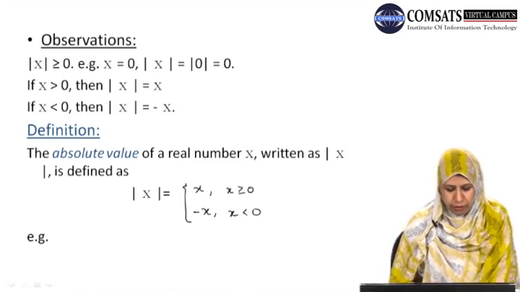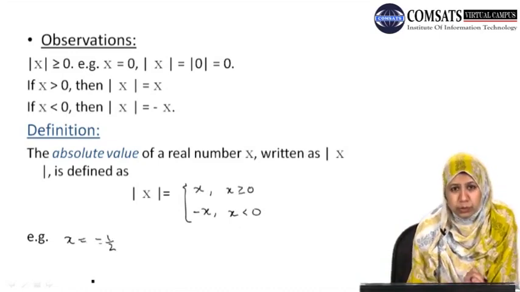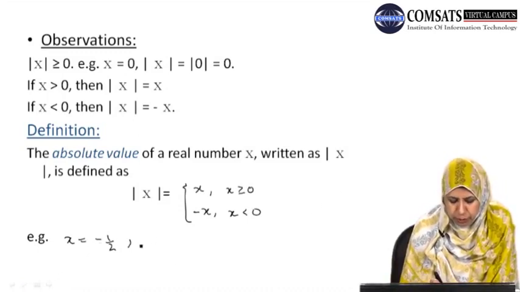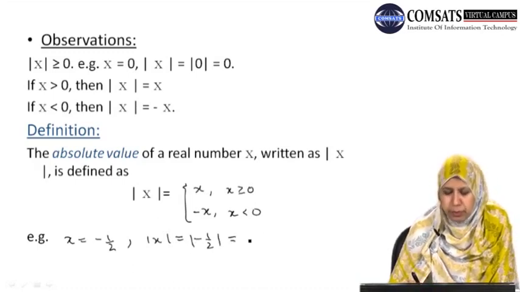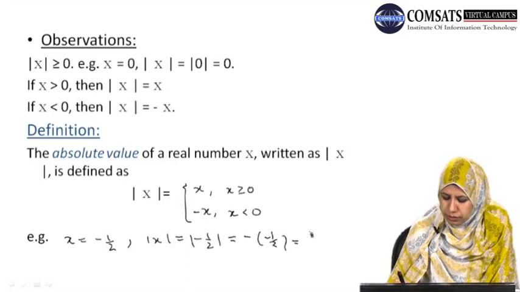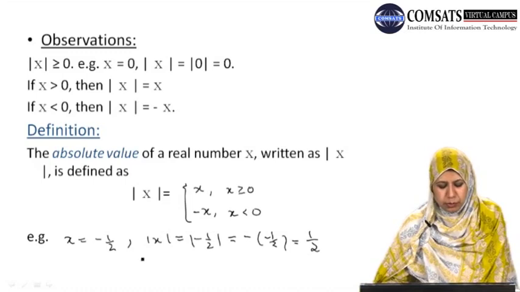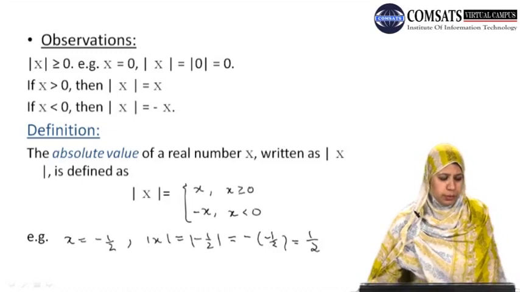For example, if we have x equal to minus 1 by 2, since x can be any real number, then mod of x will be equal to mod of minus 1 by 2. Since x is negative, according to the definition we multiply the minus sign with the number minus 1 by 2, which gives 1 by 2. That is, whenever x is equal to minus half, its absolute value is half a unit from 0.